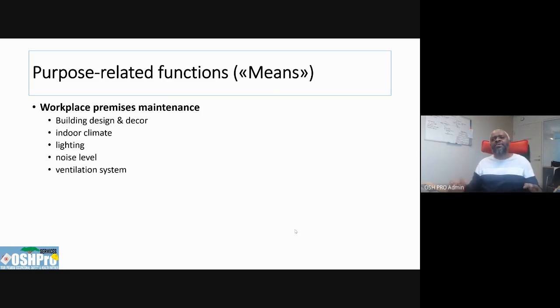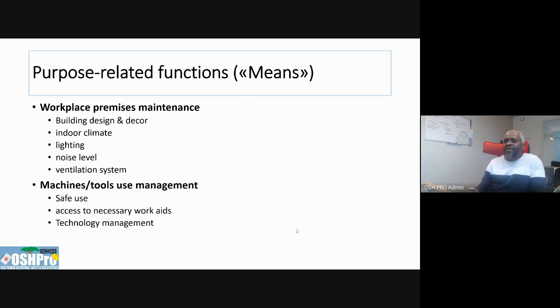You have machines which are a source of noise. So you shouldn't solve the problem by giving PPEs, but the noise level should be controlled. The ventilation system should be controlled to make sure that those working there have sufficient clean air. The lighting is proper, so that people are not working in darkness. Where you have machines and tools, use management of this. There should be safe use protocols, planning, and access to necessary work aids.